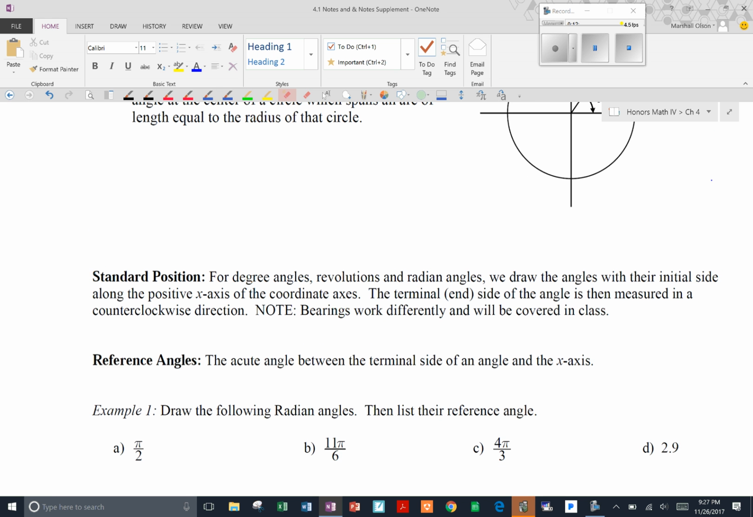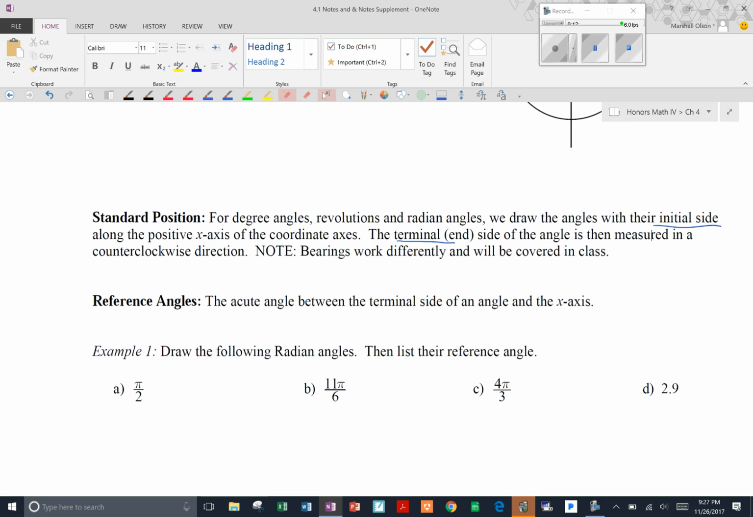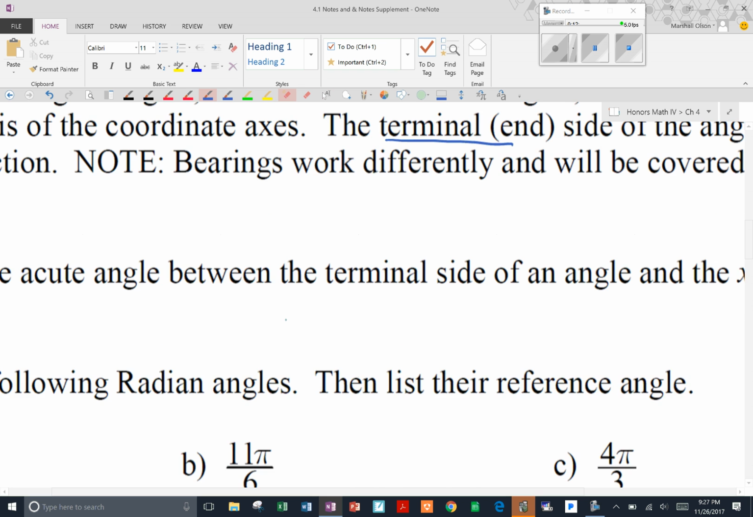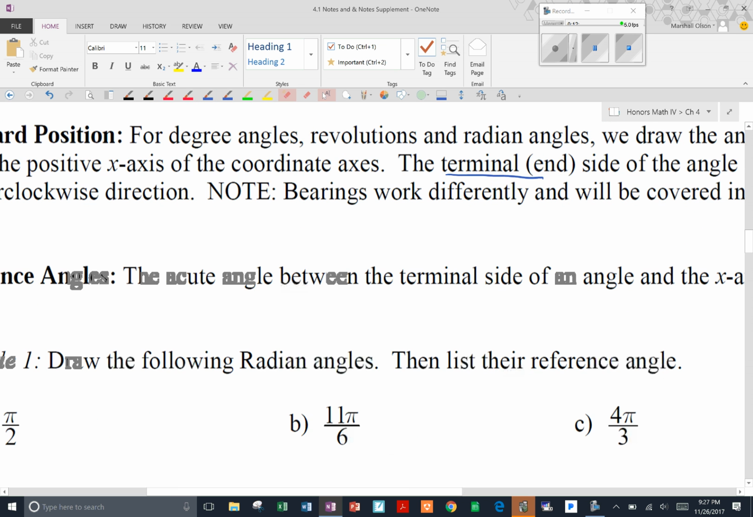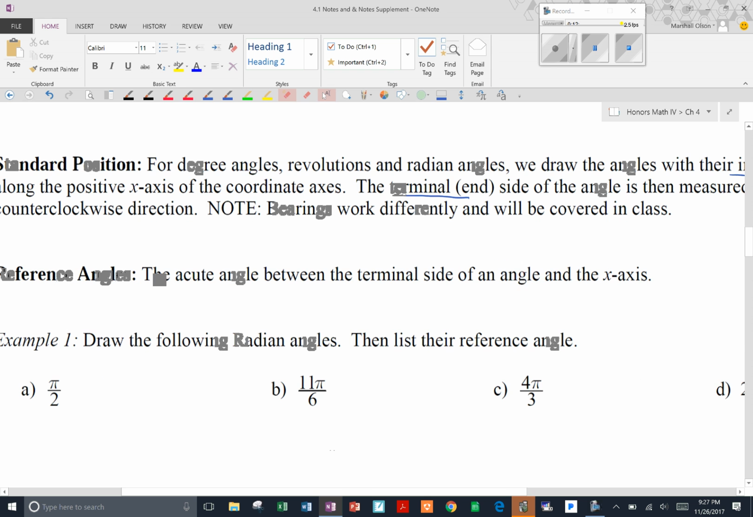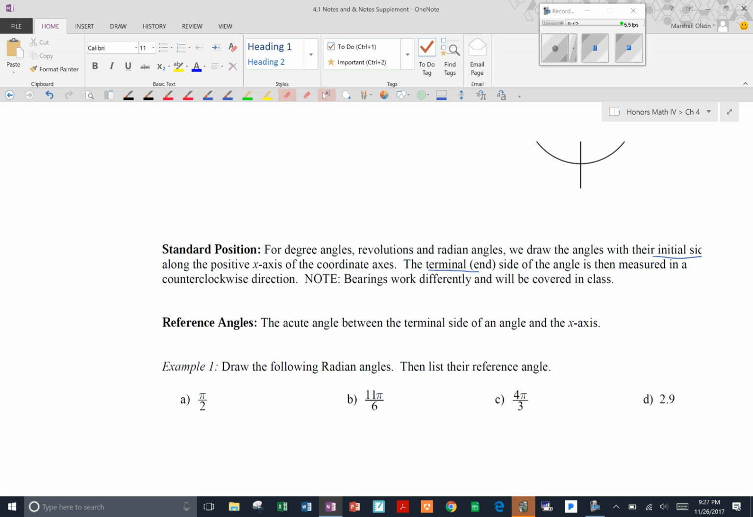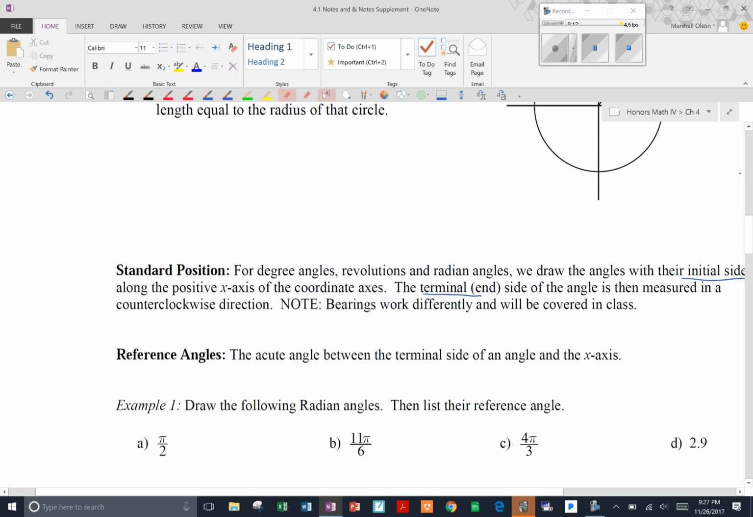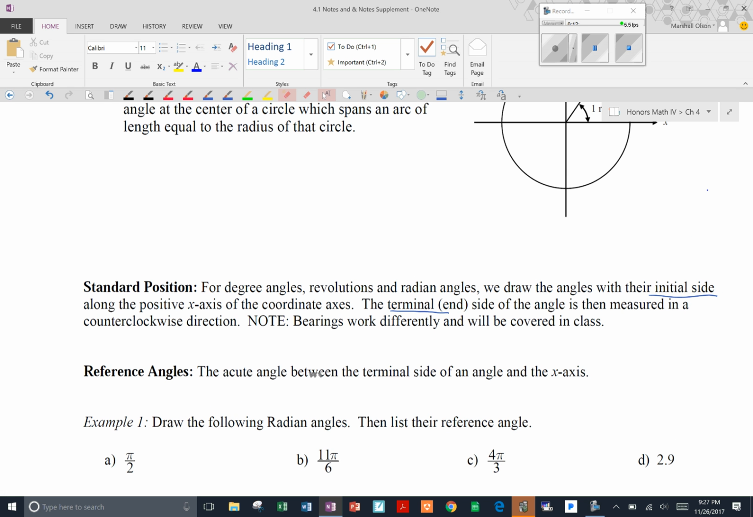Then we talk about standard position. That's where they talk about the terminal side and the initial side, that I mentioned on the problems before. And then we move into reference angles. A reference angle is the acute angle between the terminal side of an angle and the x-axis. Okay, so some examples of reference angles and where they become useful to us, we'll just do up here, because we have some room.